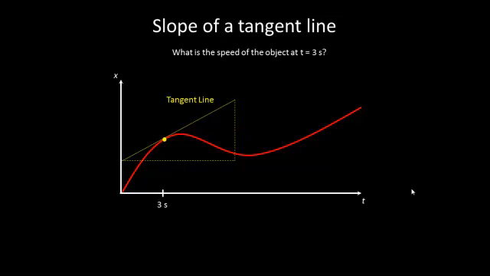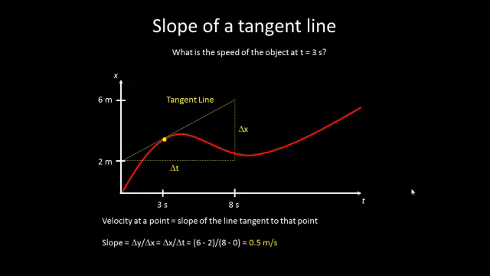Let's consider the specific situation where we have a position versus time graph, so we can find the speed of the object at 3 seconds. Our rise, in this particular case, is 4 meters, and our run is 8 seconds. So we end up with the rise over the run being 4 meters over 8 seconds, or 0.5 meters per second. Notice that the slope of that line is positive, so therefore our velocity is in the positive direction.